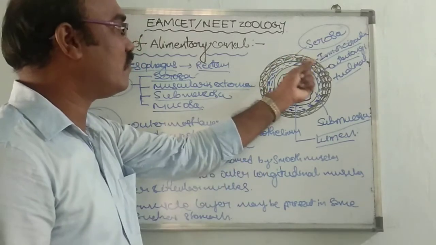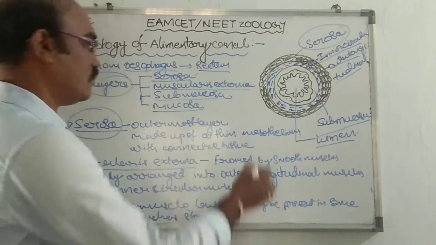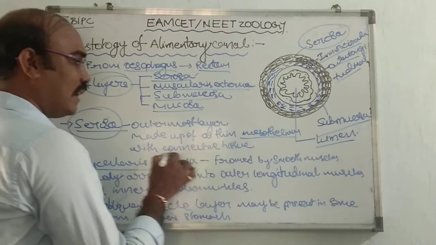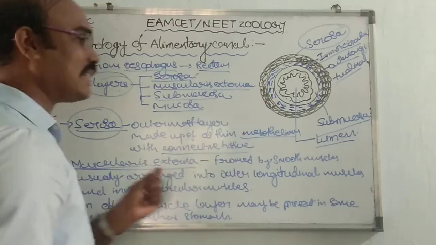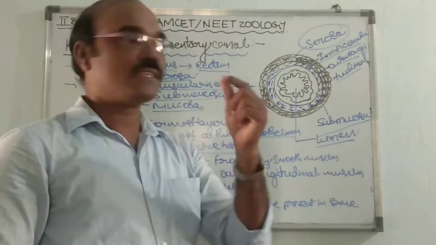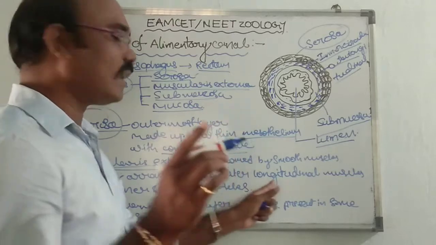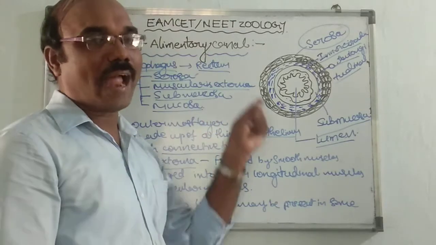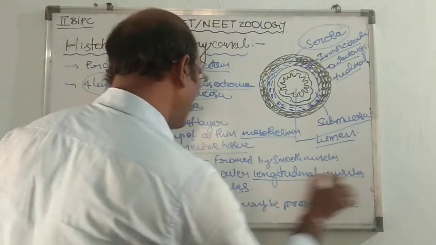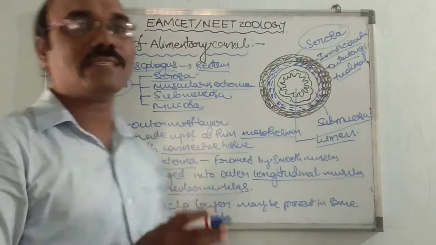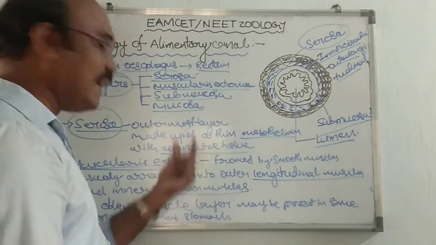It is made up of epithelial tissue, a thin epithelium with connective tissue. Then coming to the second layer, muscularis externa, formed by smooth muscles, usually arranged into outer longitudinal muscles and inner circular muscles. Outer longitudinal muscles and circular muscles are arranged in rows in the muscularis externa.